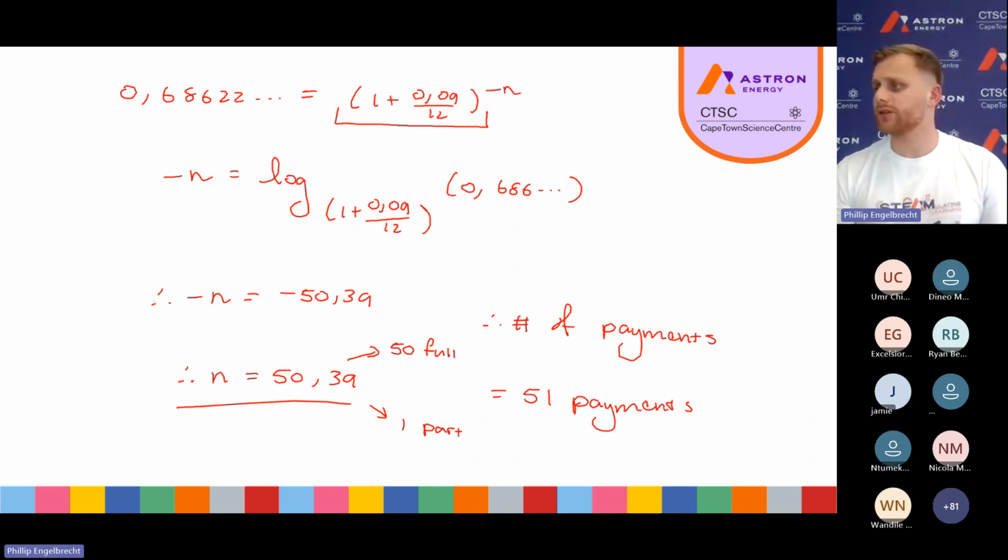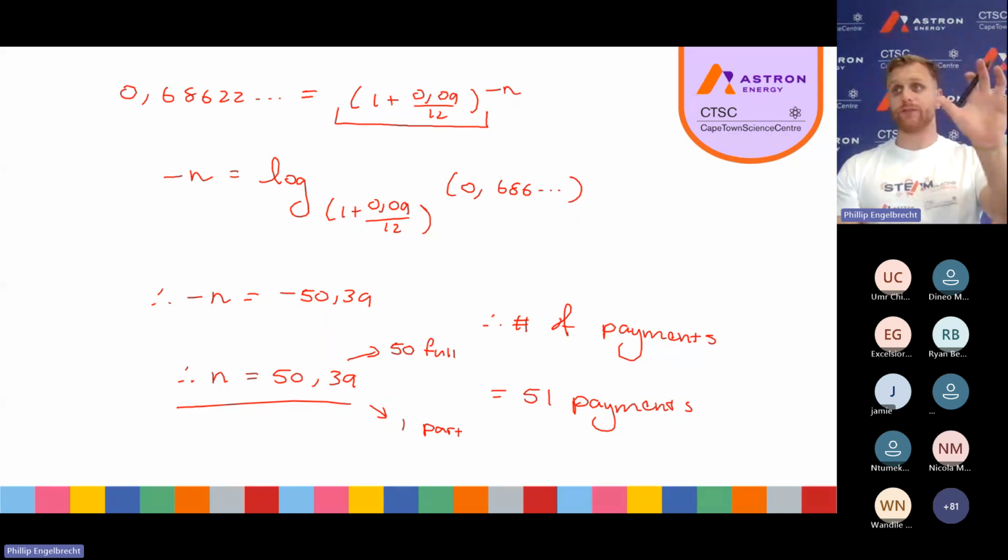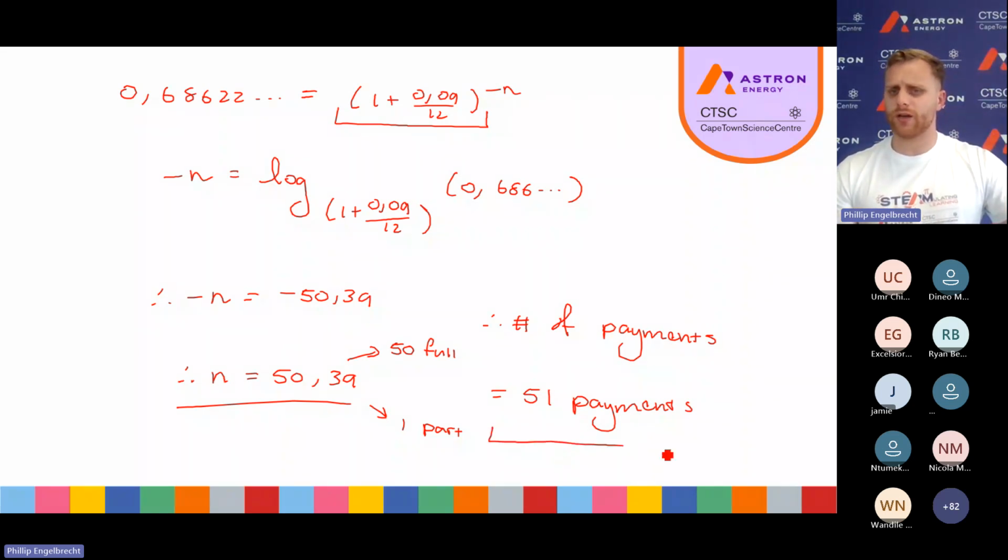Okay. So sorry, sir, how did you determine 51 payments again? Remember that 50.39. So what you do is, okay, I've made 50 payments. That's 50 full payments. And that 0.39 is that partial payment that I've made, okay? So that's why I said it's 51 payments. So it's 50 full ones and then one partial payment, okay? And that is how I got the answer of the 51 payments, okay? So I hope that makes sense to you guys, okay?